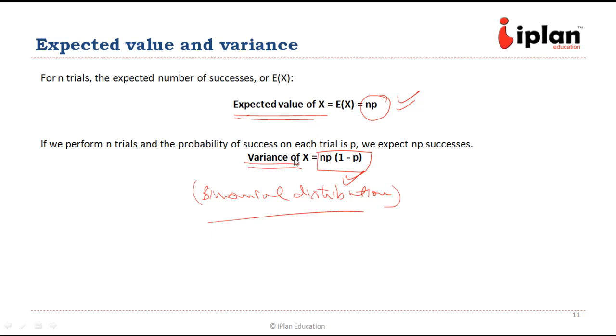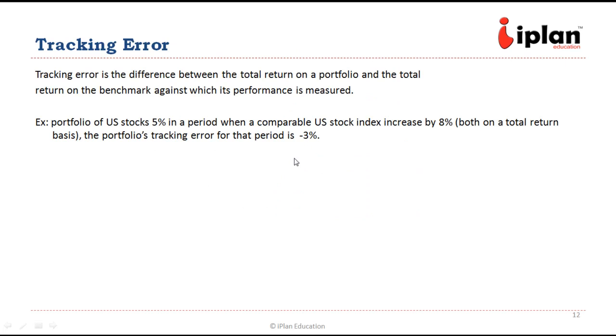Now let us look at another concept, which is tracking error. While declaring the investment policy statement, we define a benchmark against which the performance will be measured and compared. For example, if there is a portfolio of stocks which gave a 5% return in the period, whereas the benchmark index performed better and gave 8% returns.